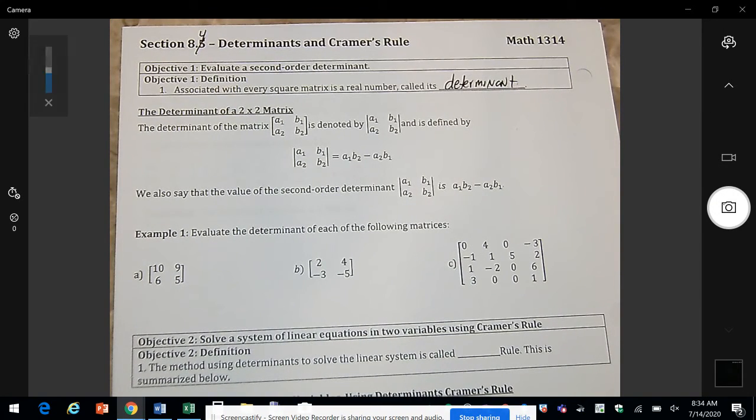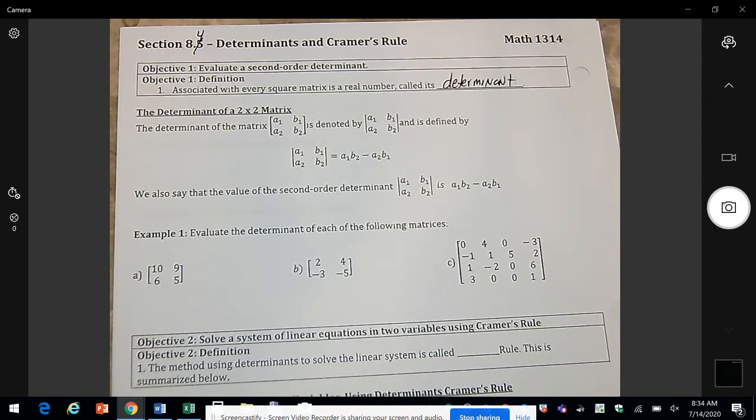Section 8.4 Determinants and part of Section 8.5 Cramer's rule. Associated with every square matrix is a real number called its determinant. So the determinant is just another way to solve a system.